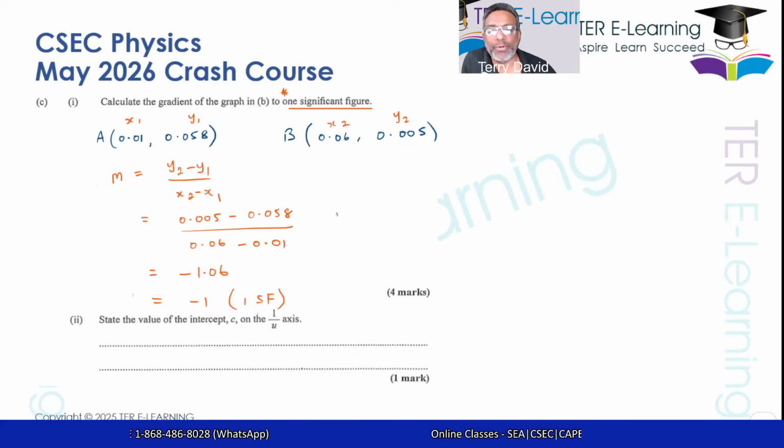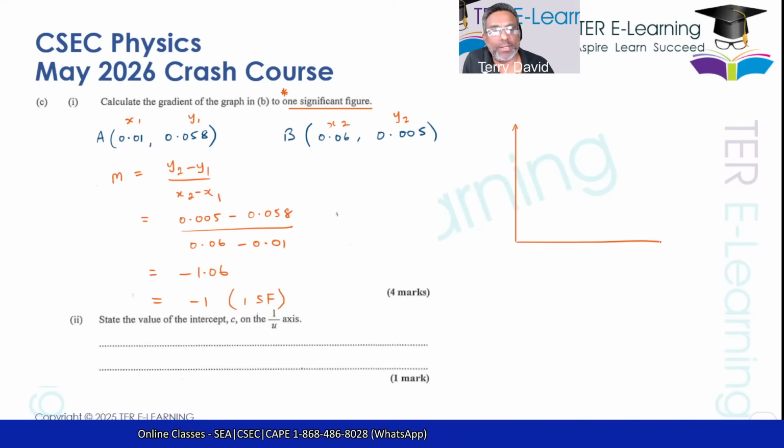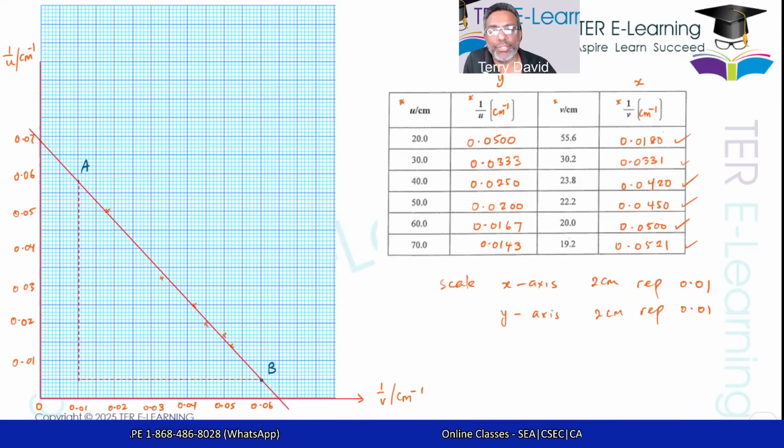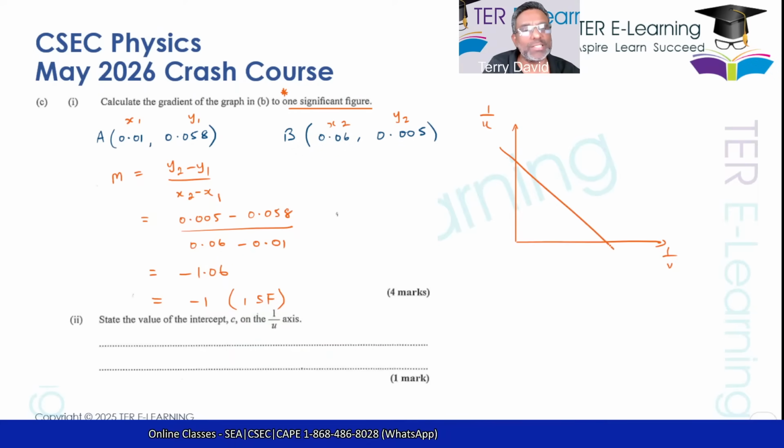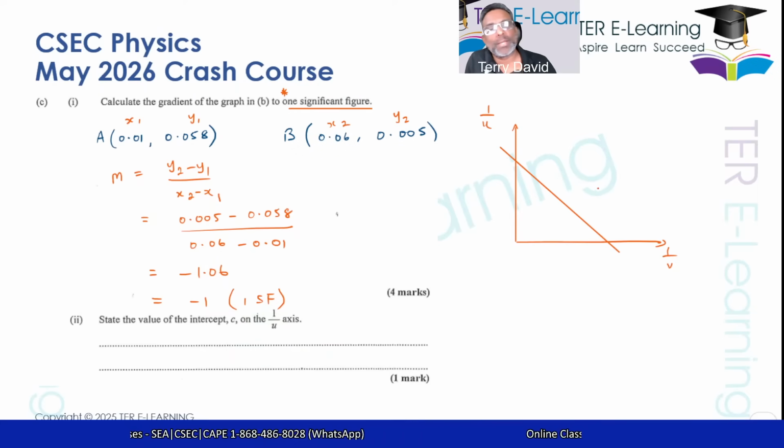Okay, so everybody getting the same gradient. Next, they want the value of the y-intercept. Just for your knowledge, in this particular experiment you have plotted 1 over u against 1 over v. From a theoretical perspective, we are supposed to get a graph like this. The slope of the graph is supposed to be -1.